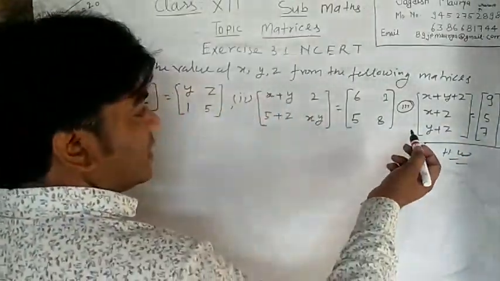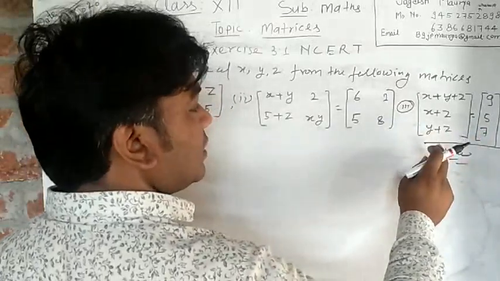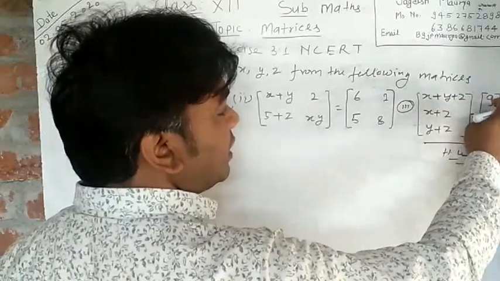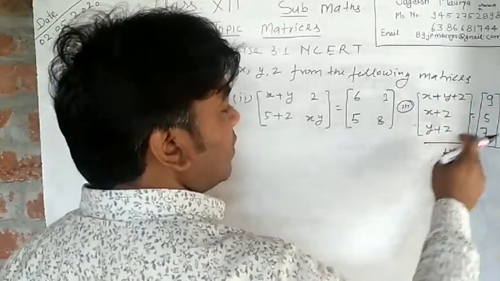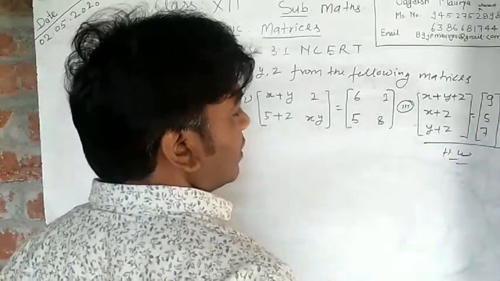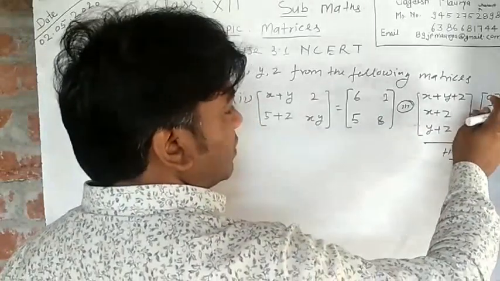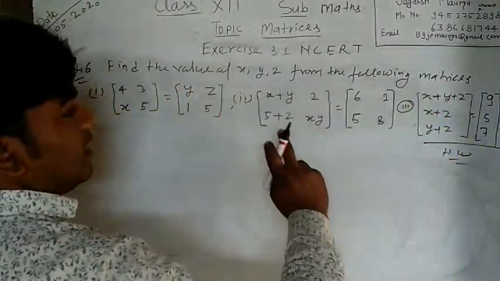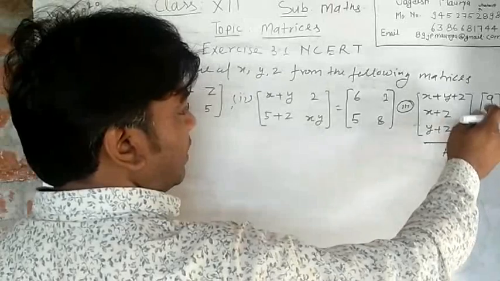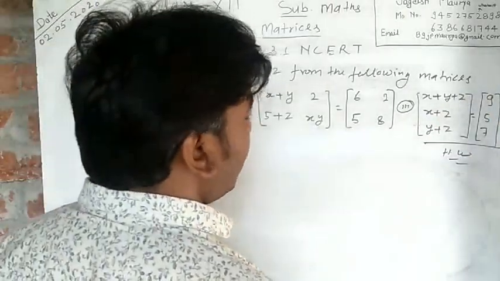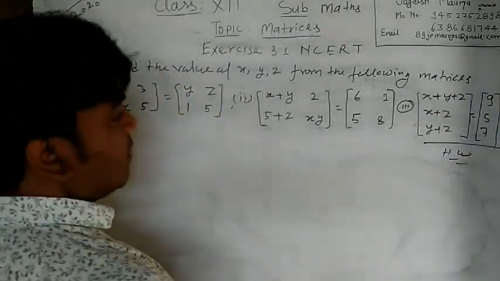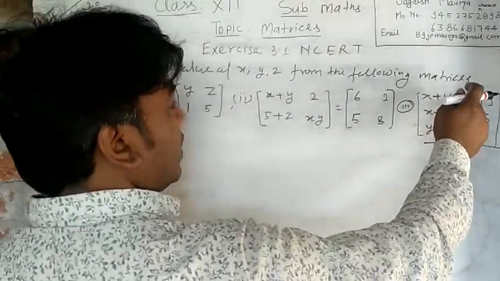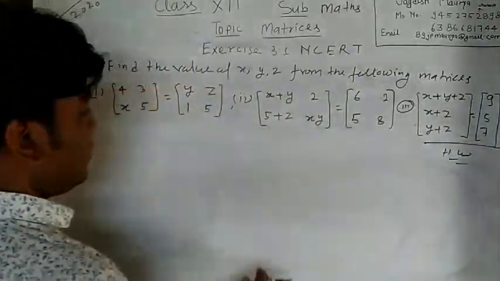Since two matrices are equal, their corresponding elements are equal. So x plus y plus z equals 9, x plus z equals 5, y plus z equals 7. Subtract equation 2 from 1 and you get the value of y, and subtract equation 3 from 1 and you get the value of x. Putting the values of x and y in equation 1, you get the value of z.